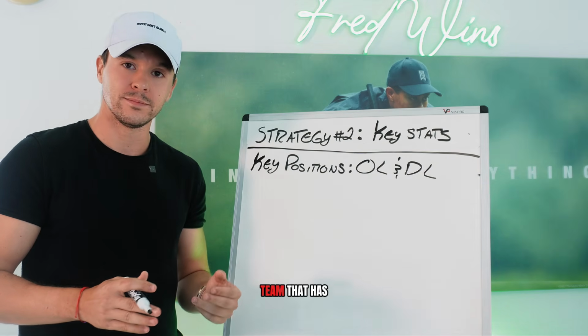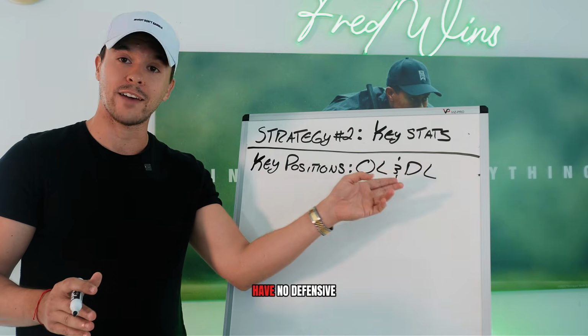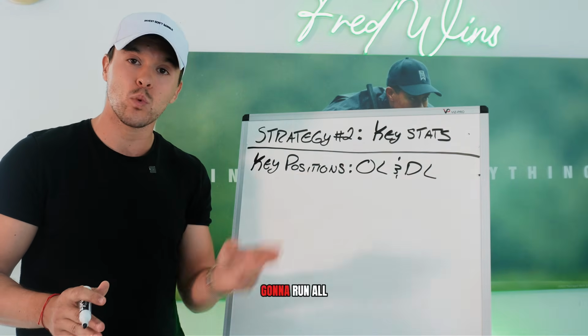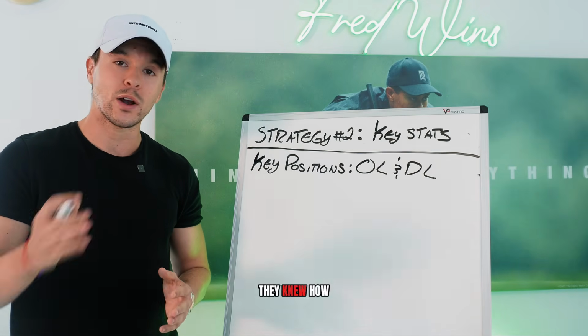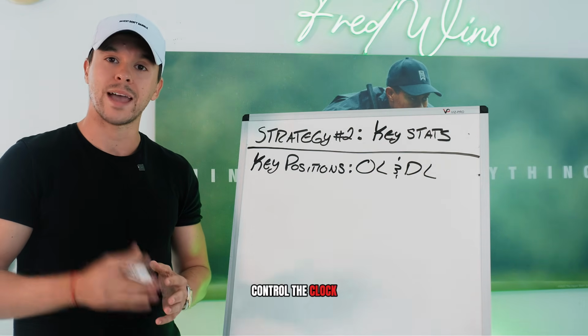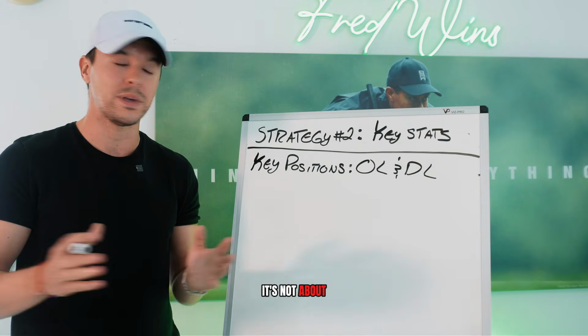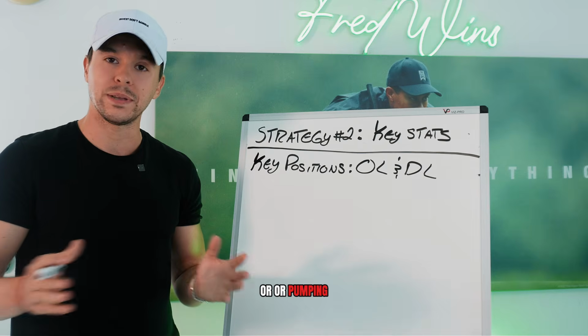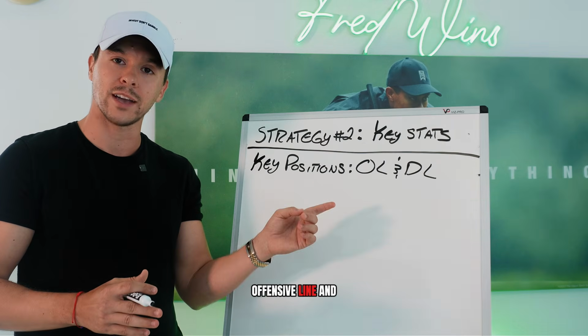If you're a team that has a great offense but has no defense, and specifically have no defensive linemen, a team is going to run all over you and control the time. And that is what Tom Brady and Bill Belichick did. They knew how to run the ball, control the clock, and win games. And that's the most important part for these teams. Winning games, it's not about being flashy or pumping the stats up. It's for them winning, and a lot of the time it's by the offensive line and defensive line.